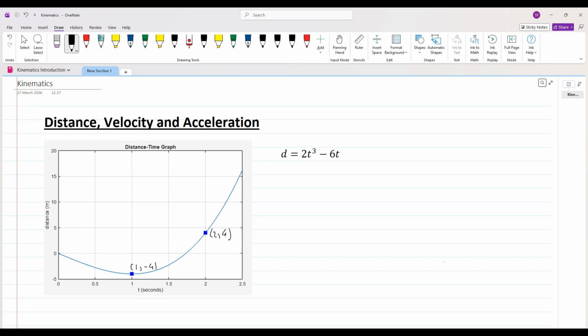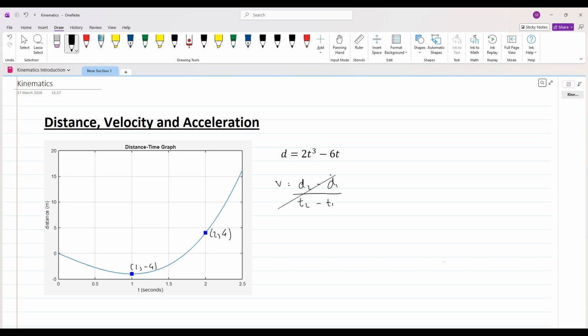Now, what if we wanted to calculate our velocity at any point on the graph? Unlike our previous examples that had linear motion, we cannot use the formula for the steepness of the line as the difference of the distance travelled divided by the difference in the time. So we cannot use v equals d2 minus d1 all over t2 minus t1. So what do we do? Well, we use differentiation.